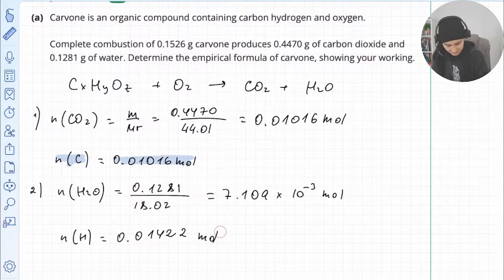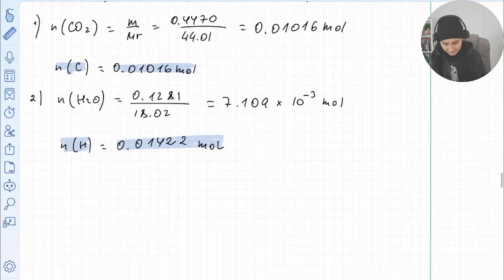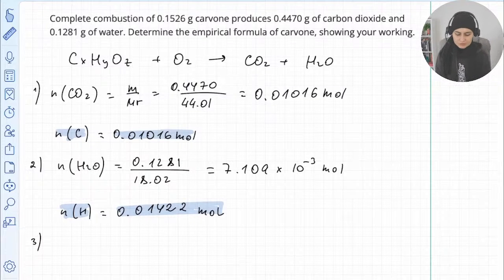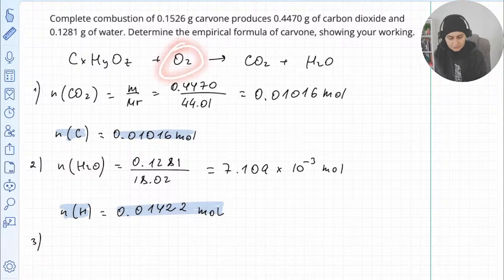We found the number of moles of H and C. I will also highlight this number. I will need it for the ratio at the end. And then finally, I need to deal with oxygen. So how can we deal with oxygen? We cannot do the same for oxygen because, as I said, we've added extra. So the oxygen in CO2 and H2O is not just the oxygen from the molecule.